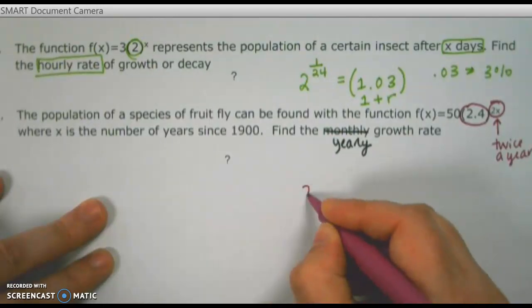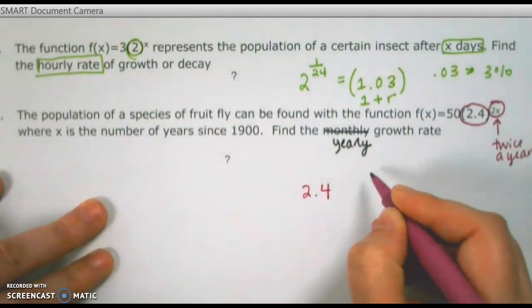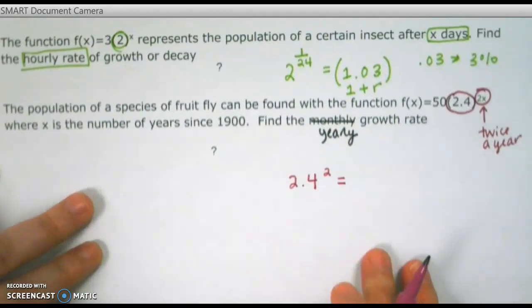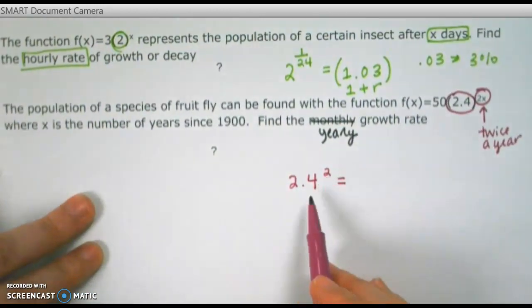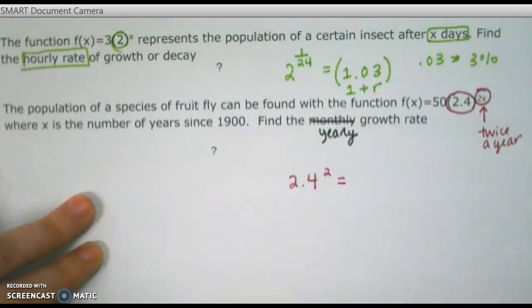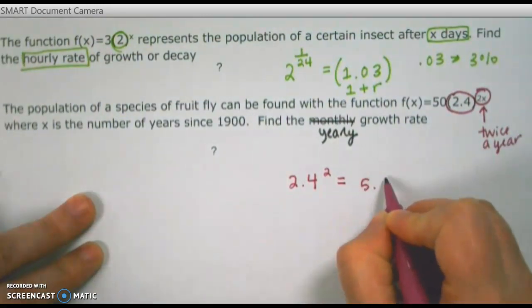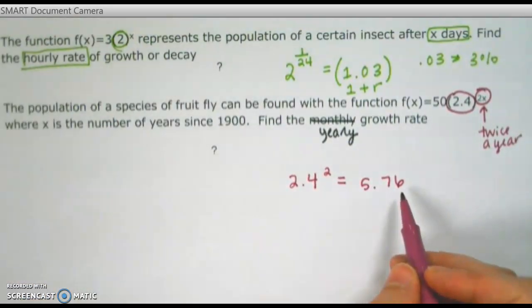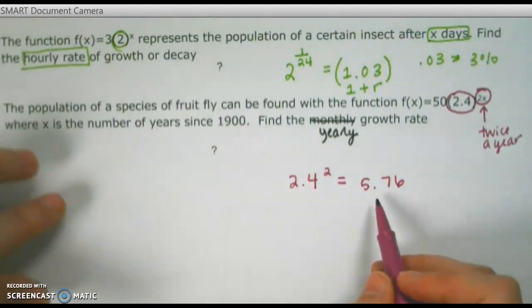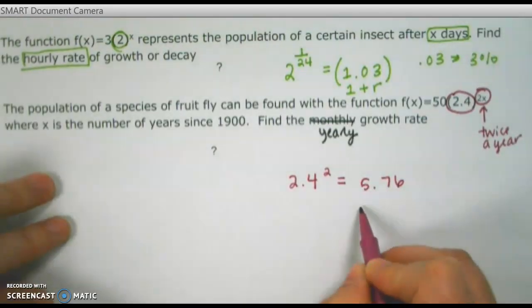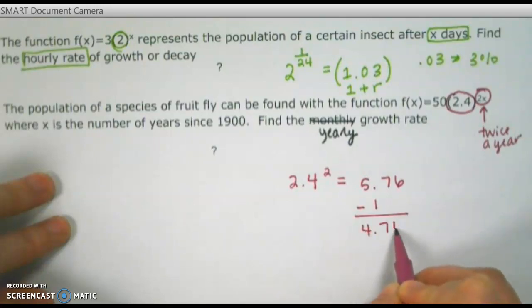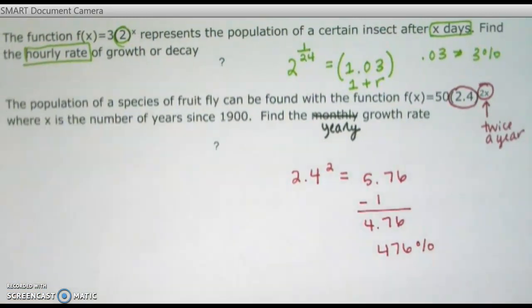So all we have to do for problems that give us a number in front of x in the exponent is just go ahead and take the base and raise it to that power. So 2.4 squared is 5.76. Now this is very large. It's bigger than 2, so that means it's bigger than 100%, but it's still growth because it's bigger than 1. So to find the rate, we still have to subtract 1. And then when you move the decimal, this one is just really big. It's 476%.